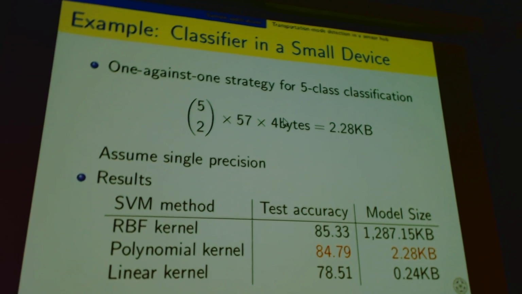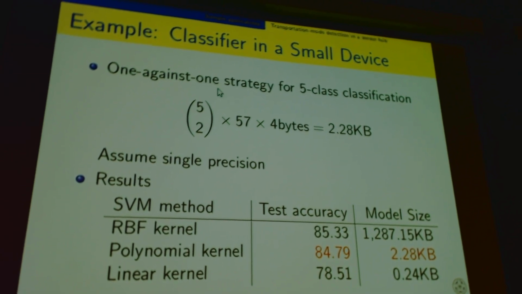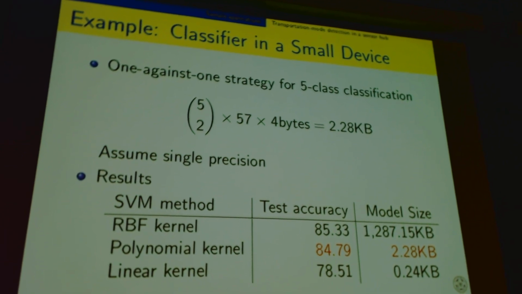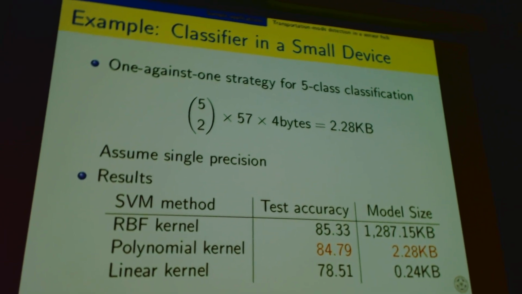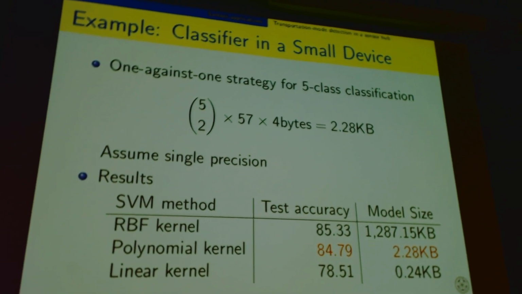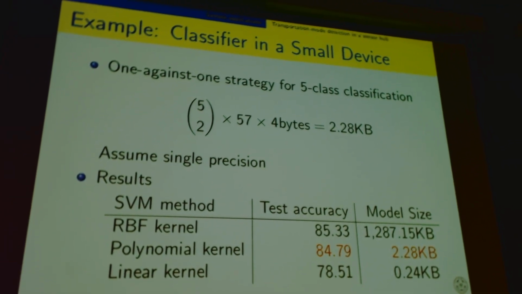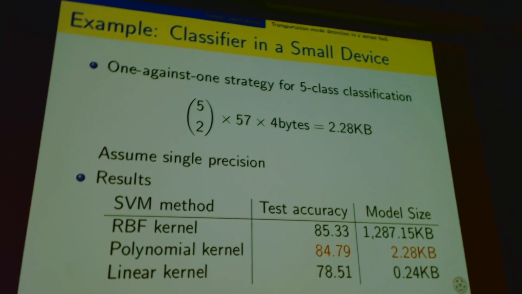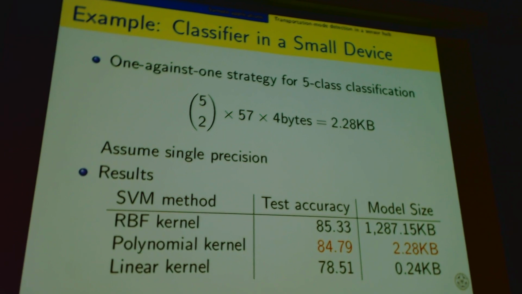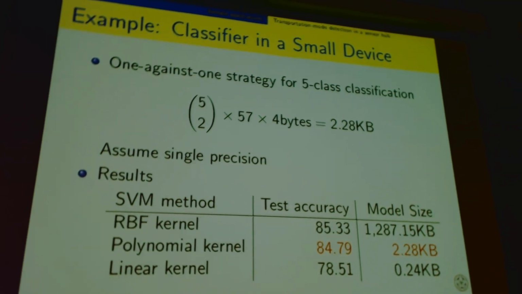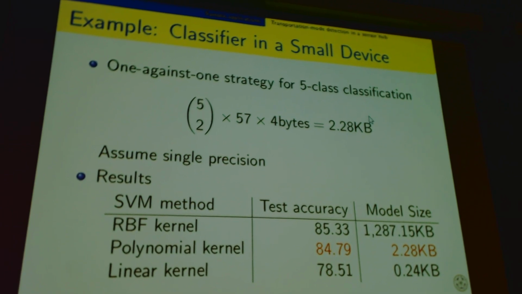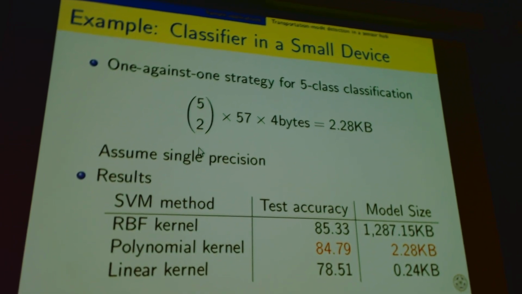So now you may ask a question, why are we considering this 1 against 1 strategy? If you use the so-called 1 against the rest, then for a 5 class problem, you actually have only 5 binary models, right? Because you have class 1 versus the rest, class 2 versus the rest. Well, of course, we tried that first, but somehow for this problem, 1 against 1 gives slightly better accuracy. Okay, but because we can afford a larger model size, that's why in the end we do this.